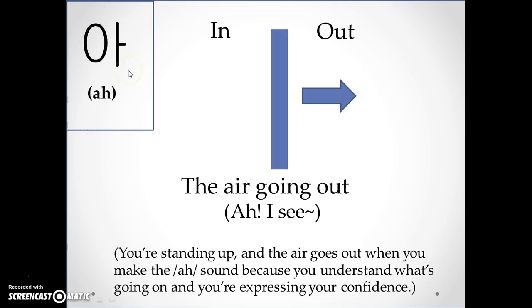Ah. Again, syllable blocks. The format is right up on the top, okay? Now, you're standing up right here, okay? And try saying ah on your own. You will notice that the air is going out this way, okay? When you make this sound, you tend to make it because you understand what's going on and you're expressing your confidence, as in, ah, I see, right? So for the ah symbol right here, just imagine that the short line is the arrow going onto the right, and that indicates the air going out as you say, ah, I see, right? So that ah sound is already built in.